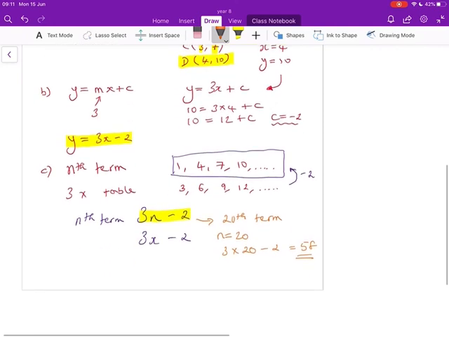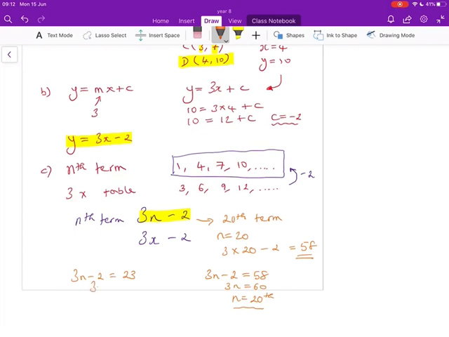Is 23 a term in the sequence? Explain why. So, can I have a number of 23 for the nth term? Can my 3n minus 2 ever be equal to 23? I know it can be equal to 58, because if I make that equal to 58, I'm able to add 2 to both sides and then divide by 3, and I know my 20th term is 58. But is there a term that produces an answer of 23?